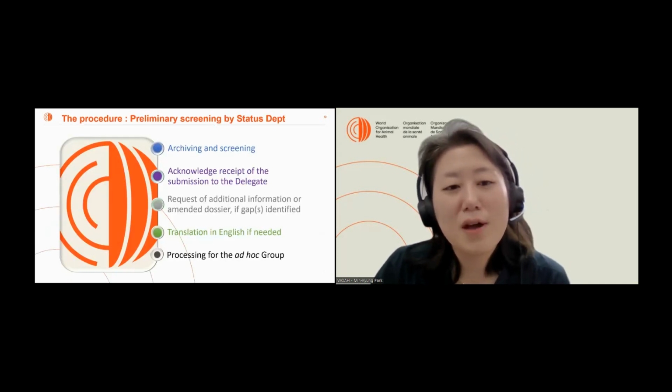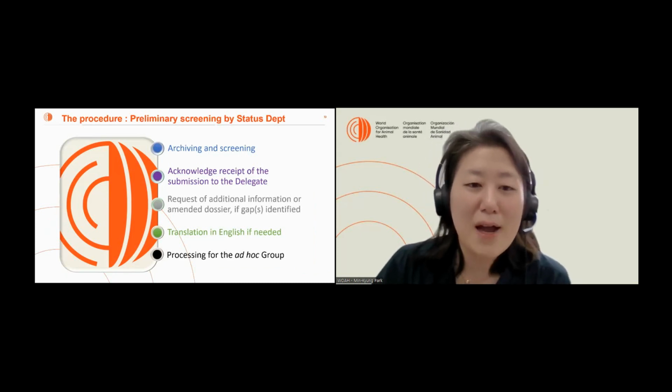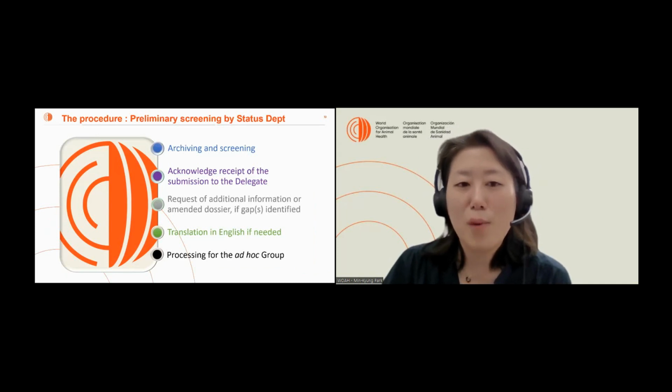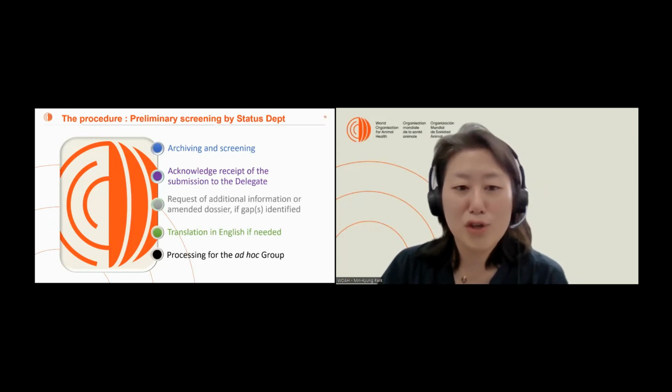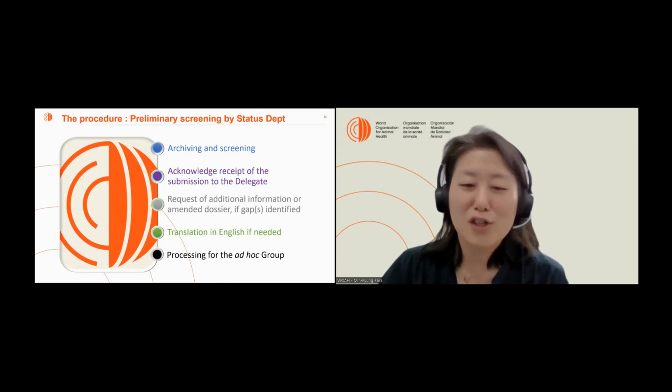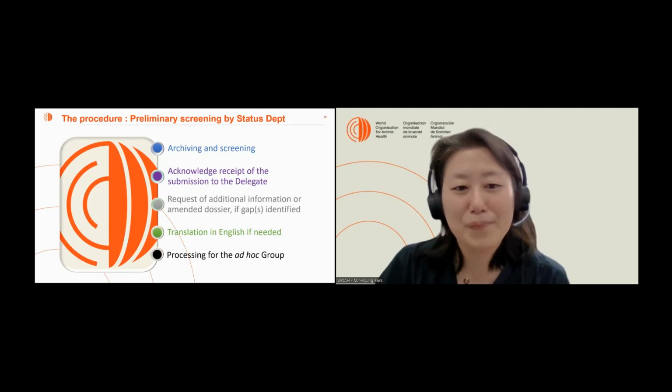So this procedure starts with a preliminary screening after an application is submitted to WOAH by the WOAH headquarters. This is a more administrative and technical screening to ensure that the applicant country has followed the structure and the guidance, the SOP, and the questionnaire that is available to submit an application in the correct manner.